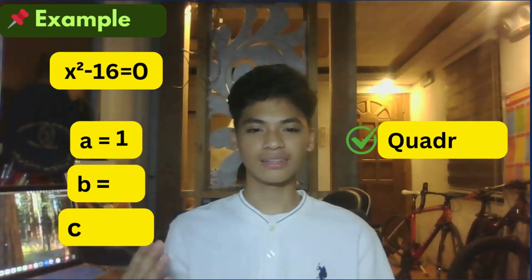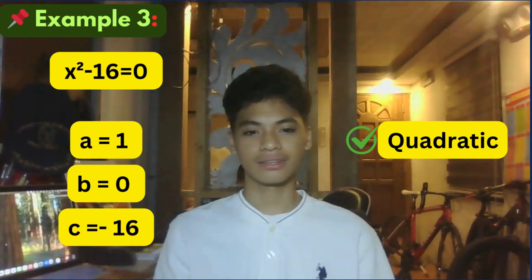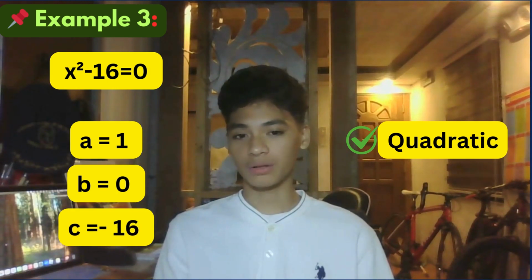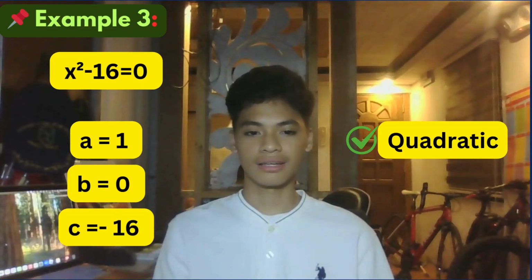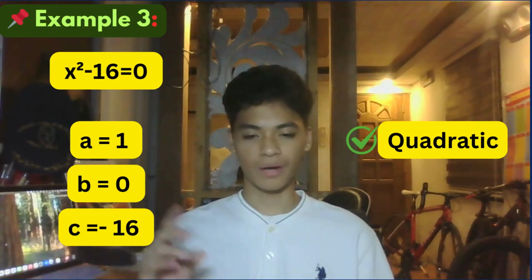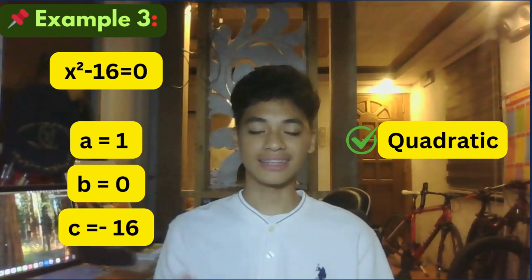For our next example, let's make our own equation. What if I have x squared minus 16 equals 0? This is still quadratic because a is 1, we don't always write it. B is 0, no x terms. C is negative 16. Easy, right?